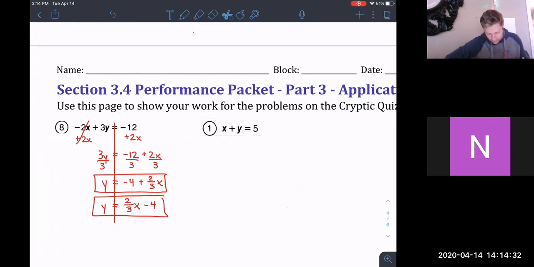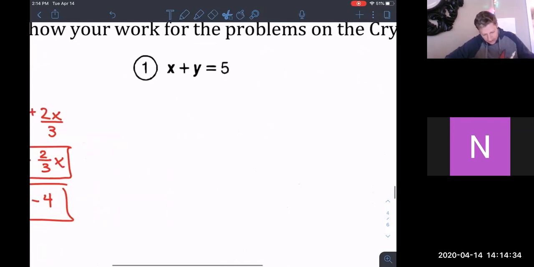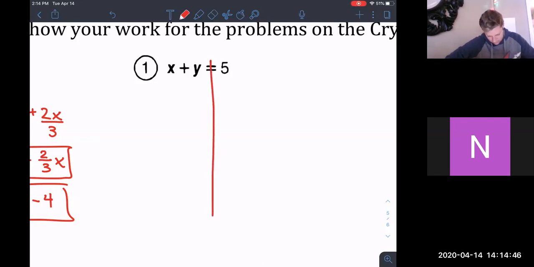All right, so number 1, x plus y equals 5. So you tell me, Natalie, is y by itself on one side of the equation? No, look, here's our equal sign. This is what divides the two sides. What else is over there with that y? X. Right.